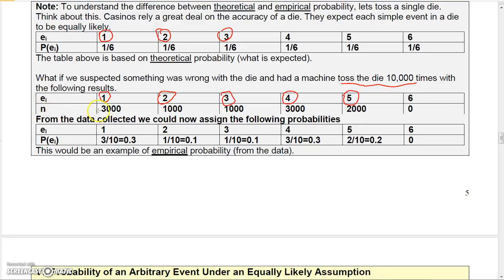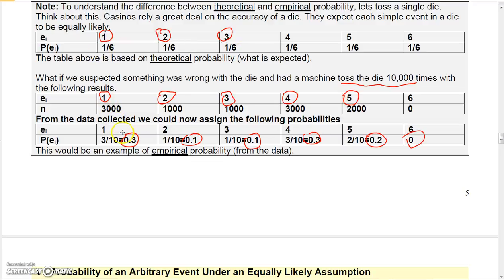Well, 3,000 out of 10,000 is 0.3, so we could assign the probability of 0.3 to rolling a 1. 1,000 out of 10,000 is 0.1, so we could assign that probability 0.1 for 2, and for rolling a 3, same thing, and then for rolling a 4, again 3,000 out of 10,000 is 0.3, and then the probability of rolling a 5 we could assign 0.2, and the probability of rolling a 6 we could assign a 0. Now notice that this probability distribution adds up to 1, just like these up here did.